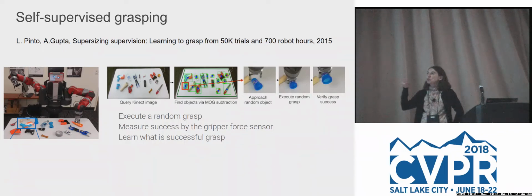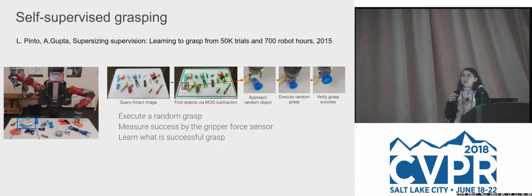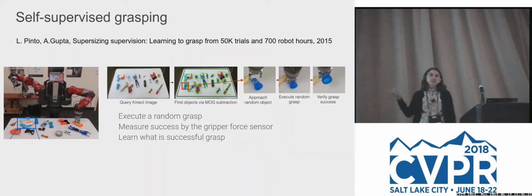So here what Pinto and Gupta did, they had a bunch of objects, and of course the objects are spread out and so on, so this is probably done with some supervision, and they could be maybe a little bit segmented so that you can zoom into where they are, but I think nowadays you don't even need to do that anymore. And then they have the robot doing random actions trying to grasp.